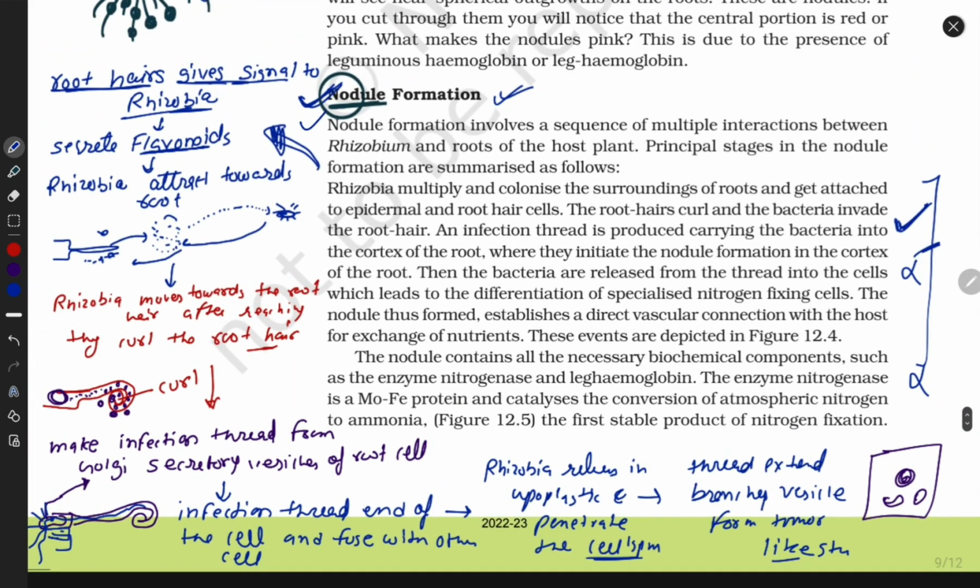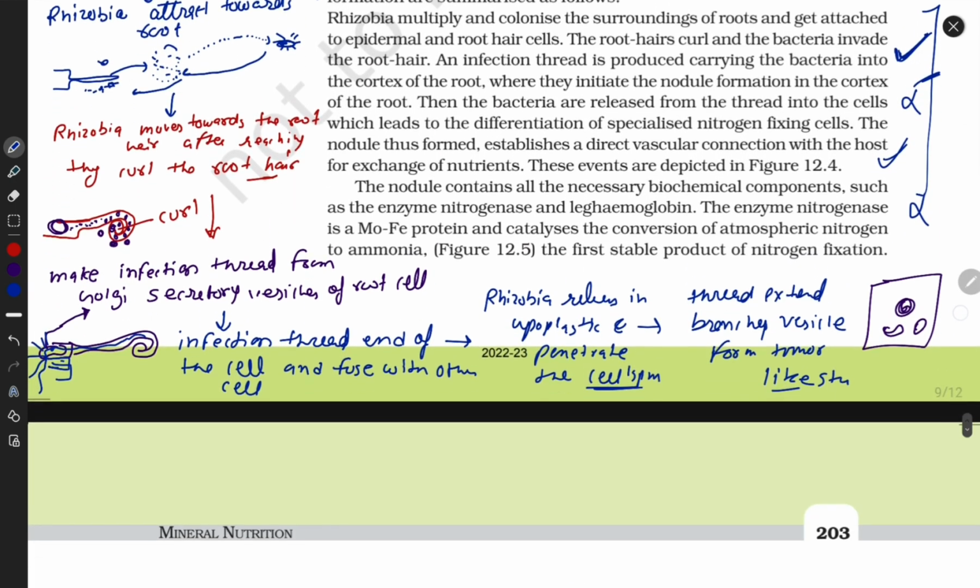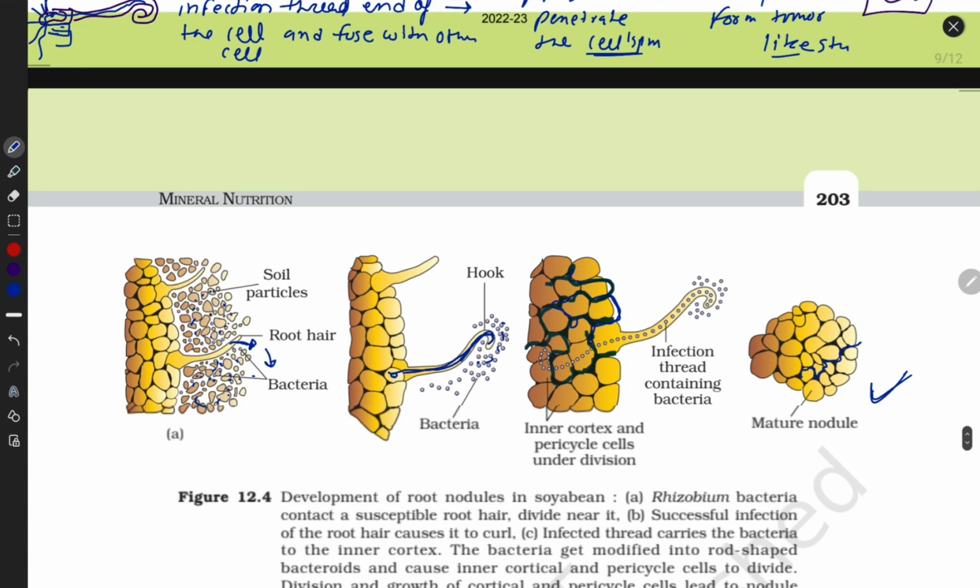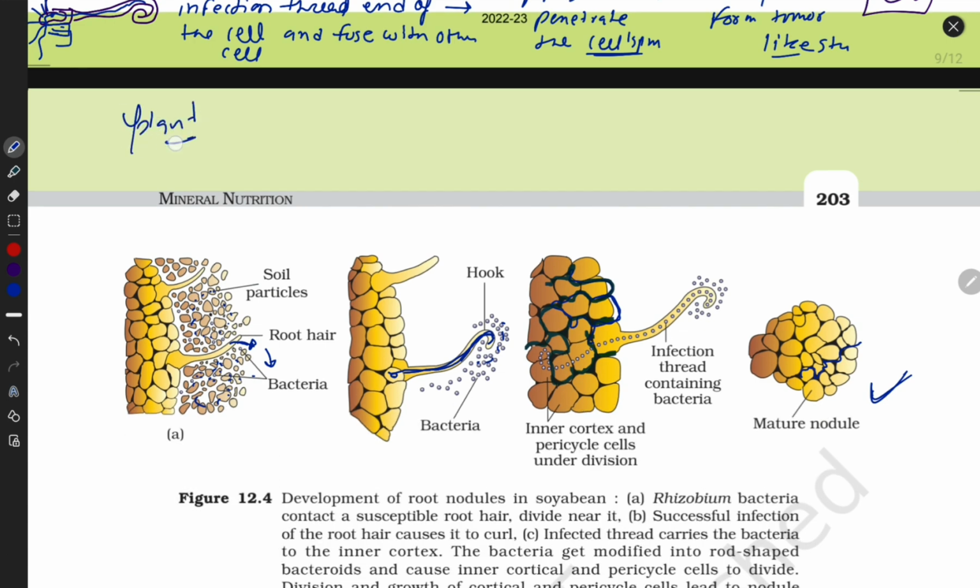I already made a chart for you, and this is your paragraph. You can relax and easily read this. Many plants, I'll give you examples, not only soybean, guys, clovers, soybeans, alfalfa. Yeah, guys, this is important for nitrogen fixation.